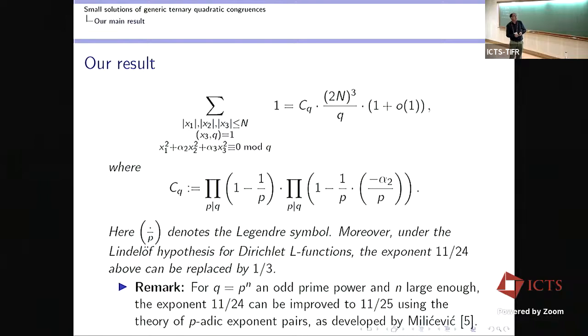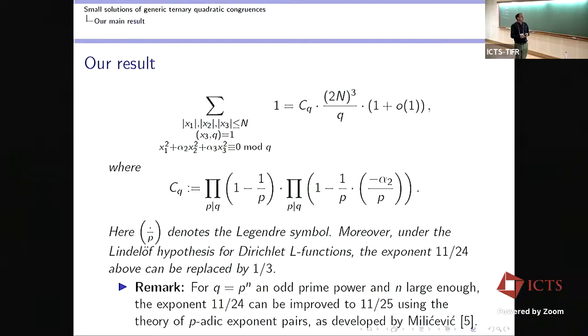And yeah, we can improve that result under the Lindelöf hypothesis for Dirichlet functions from 11 over 24 to 1 divided by 3. So that's precisely the limit where that becomes 1, basically. So when you have n equals q to the 1/3, then this main term becomes 1. So that is the ultimate limit.